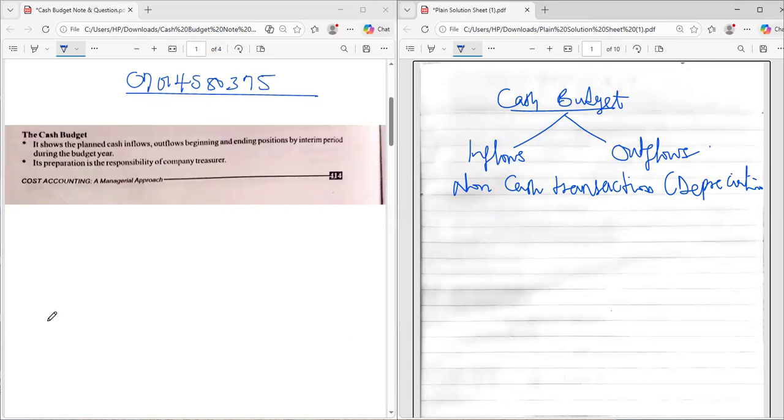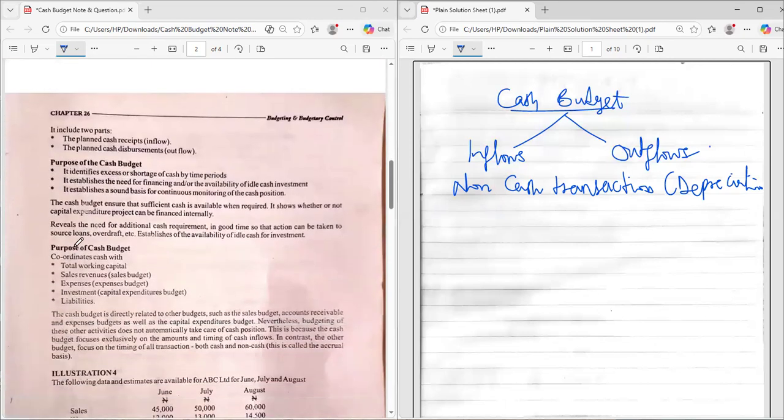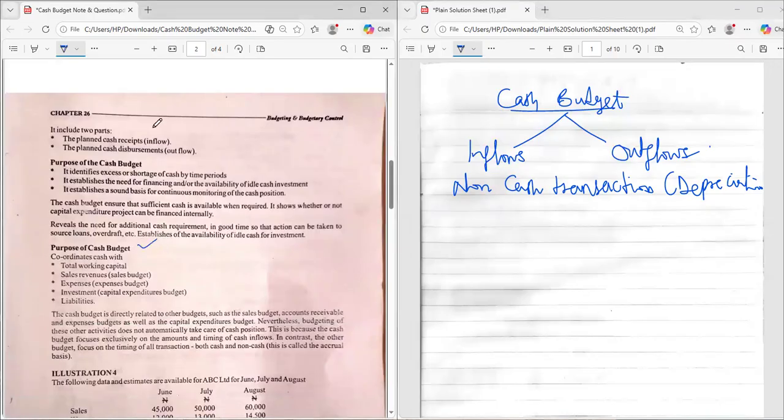So there's nothing much. Maybe someone wants to ask you the purpose of cash budget. Is it simple? For me, it's simple. Is it difficult? I don't know about you, but to me, it's simple.